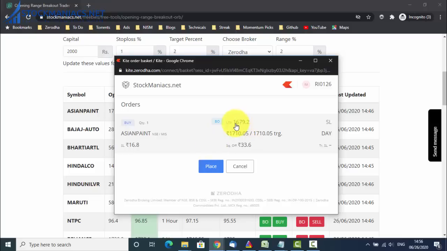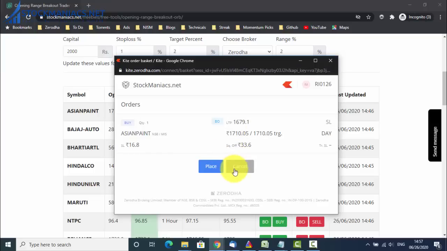So here you can see the LTP is 1679. As my total capital is 2000, it will trade only one quantity over here. And the stock you can see is Asian Paints. So the buy order is above the range high, you can see the buy order is above 1710.05, and you can also see the stop loss and target over here. As per 1% stop loss, the stop loss is now 16.80 rupees and the target is 33.60 rupees. So you can directly place a stop loss over here.